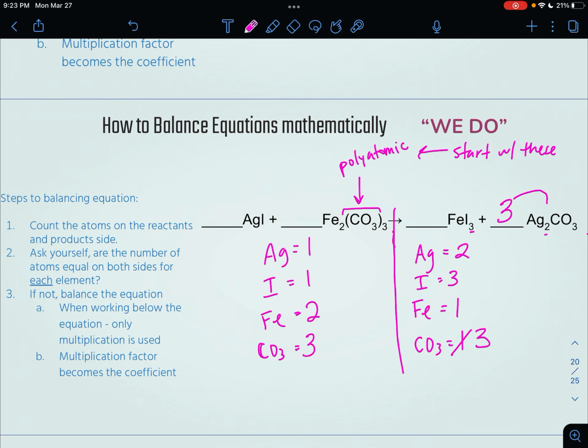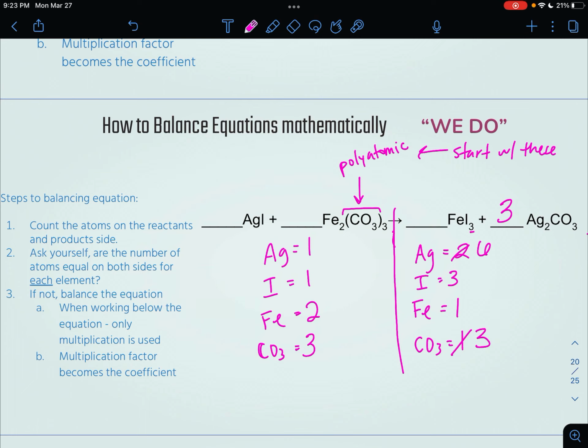And again, now I'm going to say I have a total of 3 times 2, which is 6 silvers. I'm going to erase that so it doesn't get in the way. Just remember, if we put a 3 in front, it has to be for everything. Okay, so now let's go down and look at the next thing.